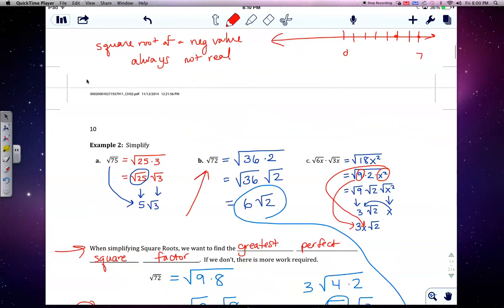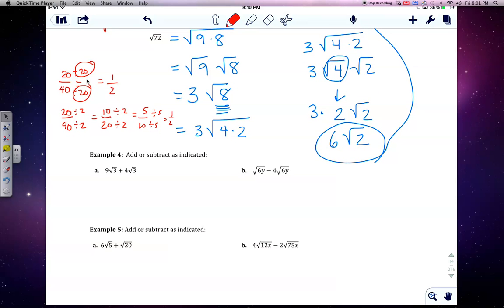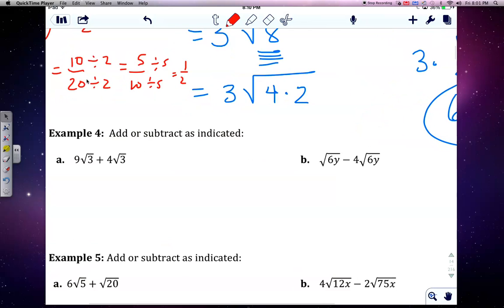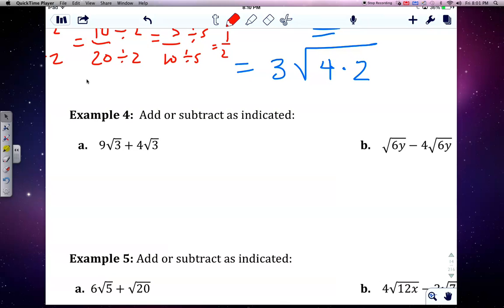Okie dokie. So now that we know how to simplify radicals, let's go ahead and do the operations on radicals. And the first example, in example 4, we're just going to add or subtract. Now when you add or subtract radicals, you just want to make sure that your radicand is the same. So I think of it as like 9x plus 4x. These are the same right here. They're like radicals.